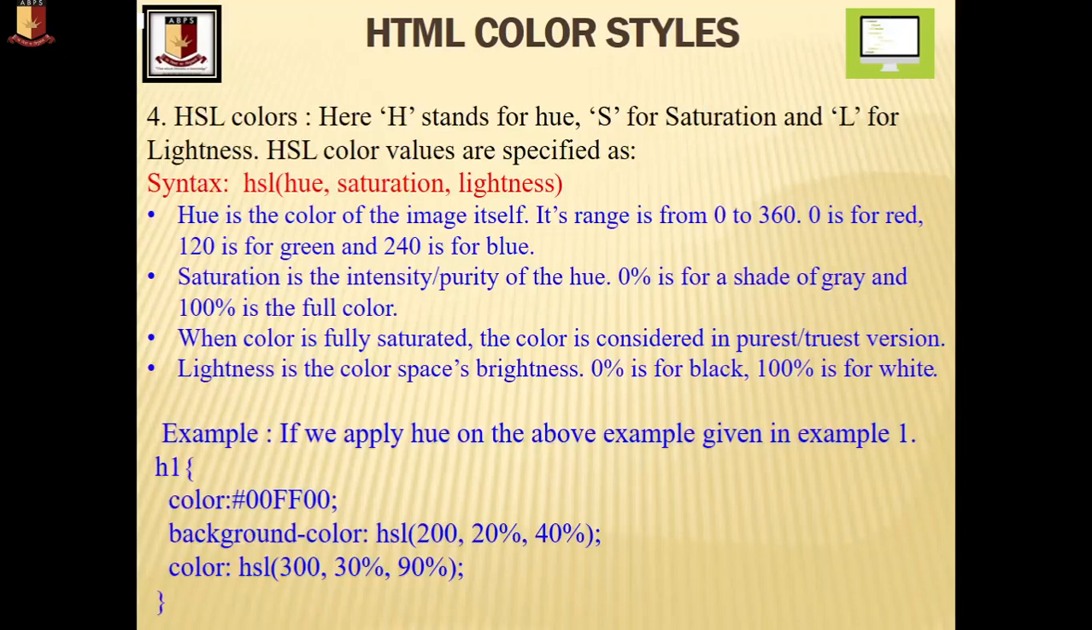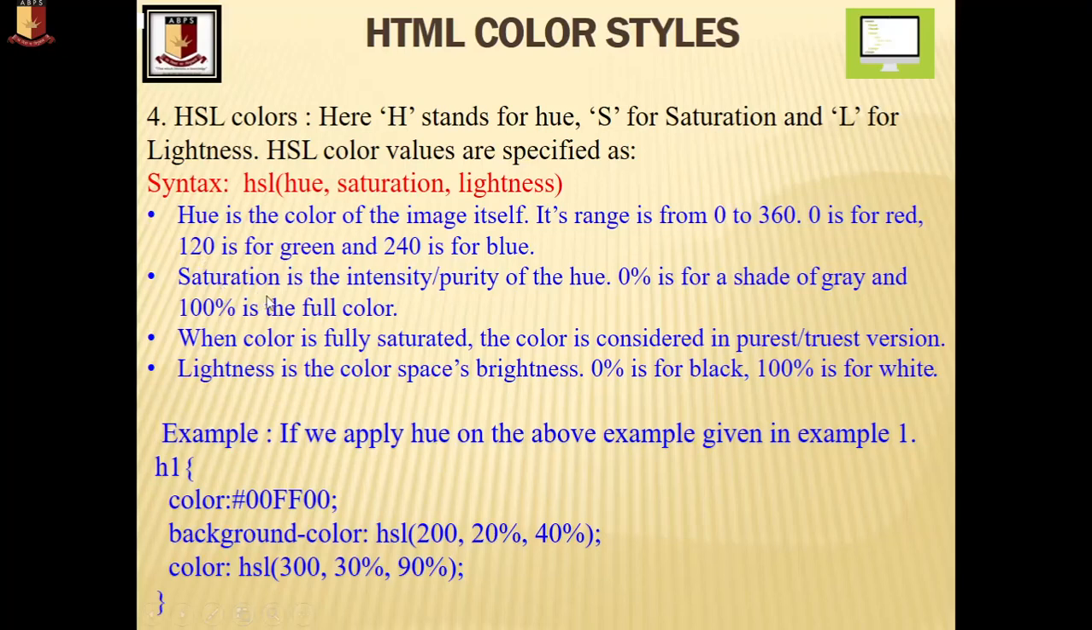Now move to the next slide. That is now the new one, HSL, hue, saturation and lightness. Hue is the color. Just check all these three parameters I am explaining. Hue is the color of the image itself. Its range is from 0 to 360, where 0 is for red, 120 is for green, and 240 is for blue. But most of the developers actually use the RGB format only. Okay, but this is also covered.